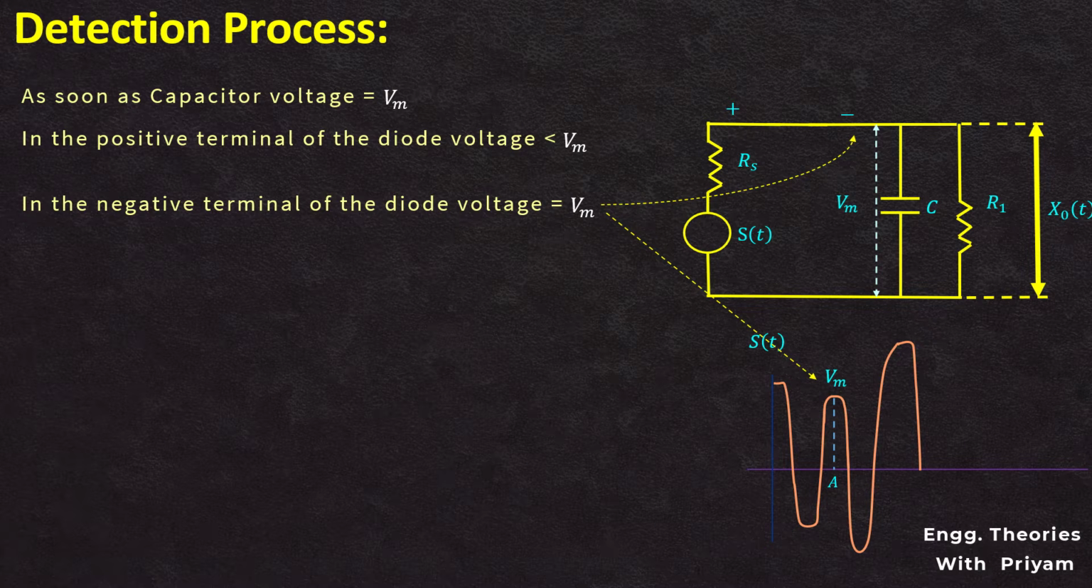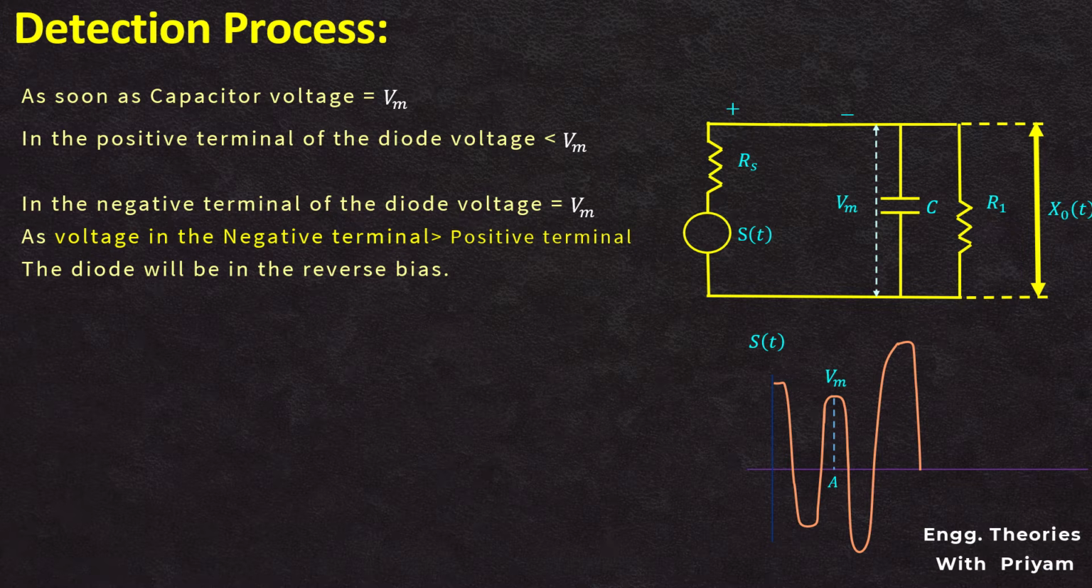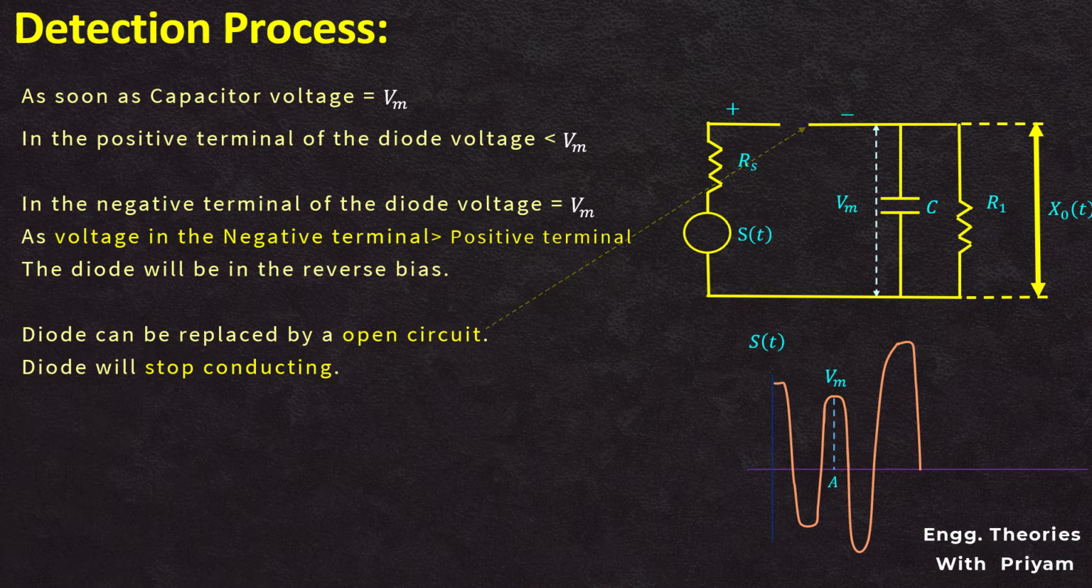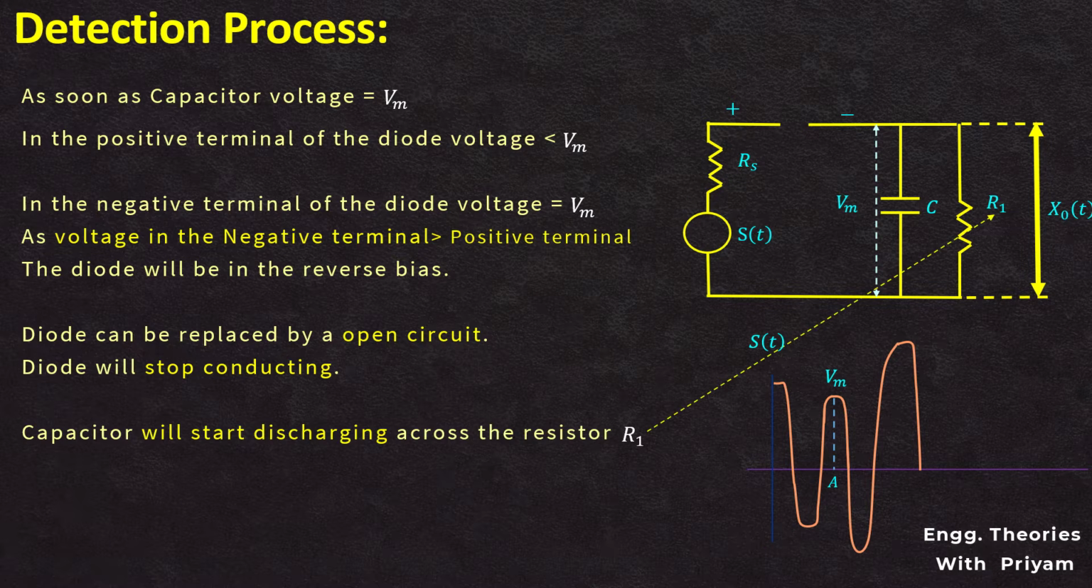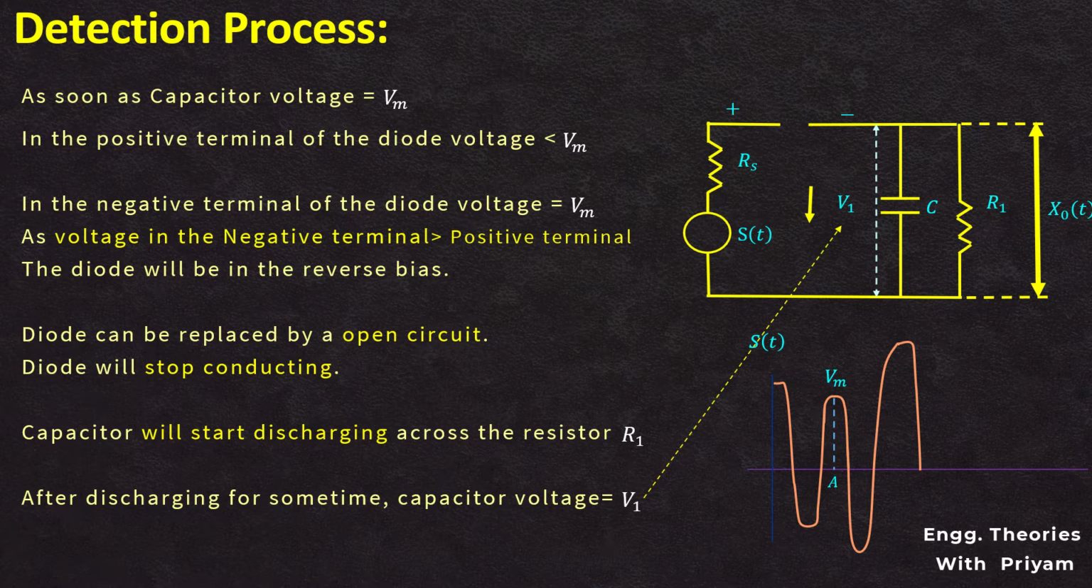As the voltage at the negative terminal of the diode is greater than the voltage at the positive terminal, the diode will be in the reverse bias condition and can be replaced by an open circuit. So the diode will stop conducting, and the capacitor will start discharging across the resistor R1. So the voltage across the capacitor will start decreasing from the value Vm. After decreasing for some time, the capacitor voltage will be V1, or the voltage at the negative terminal of the diode is equal to V1. And graphically, the voltage at point V is equal to V1.